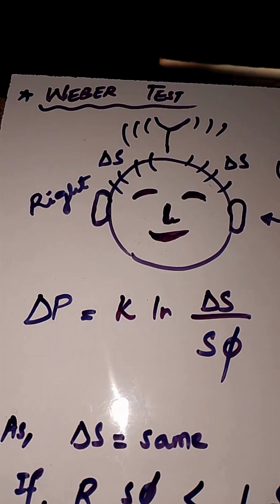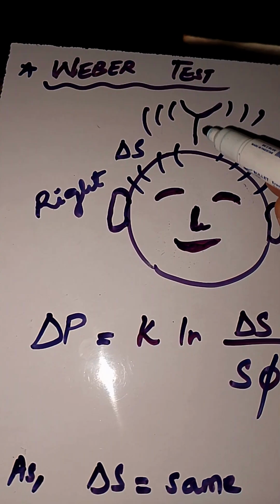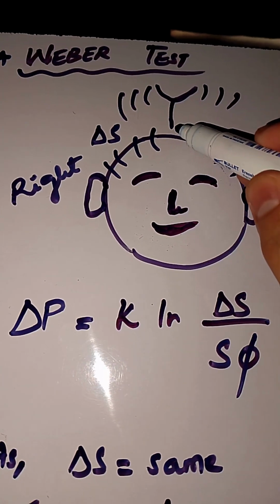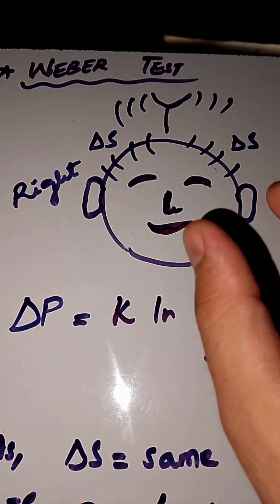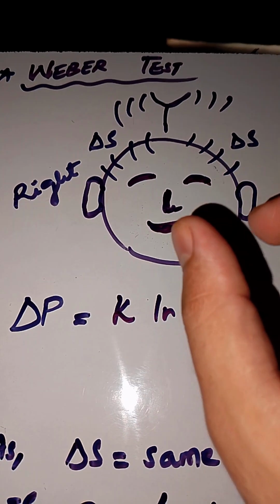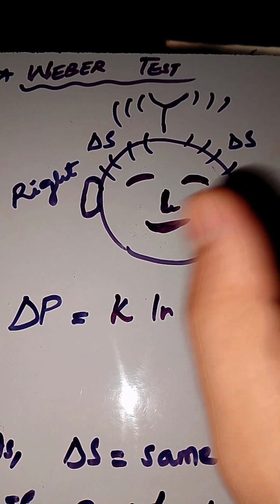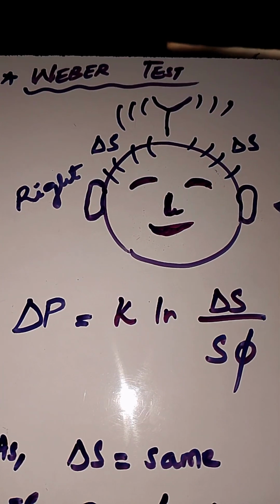If I place the fork on the vertex right in the middle, the stimulus will be reaching both ears simultaneously, and they will have equal intensity and loudness.